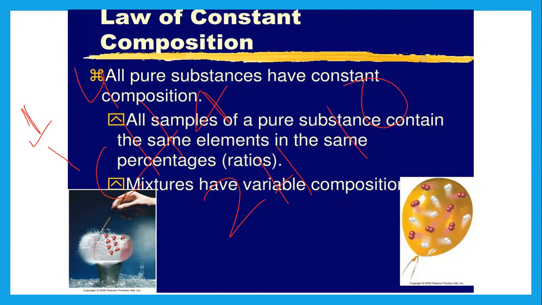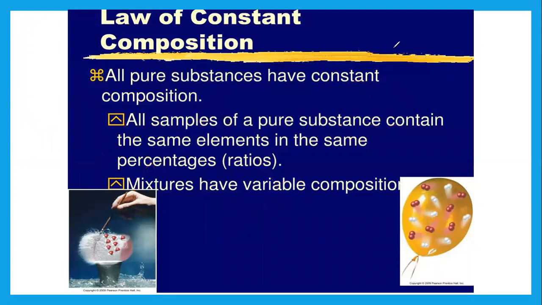All samples of a pure substance contain the same elements in the same percentage ratios, while mixtures have variable compositions. According to this law, water will always have two hydrogen and one oxygen. Methane will always have one carbon and four hydrogen. Every molecule that has this composition will remain the same, independent of the procedure by which it is formed.